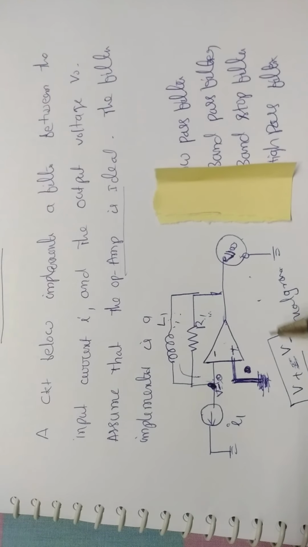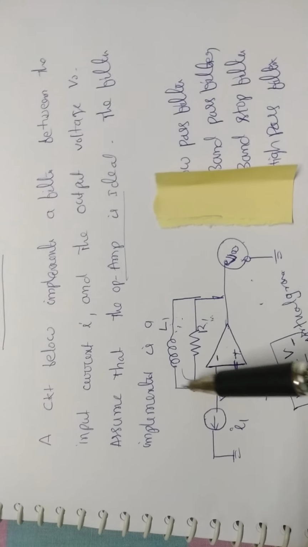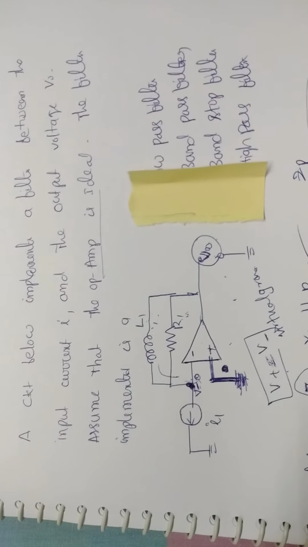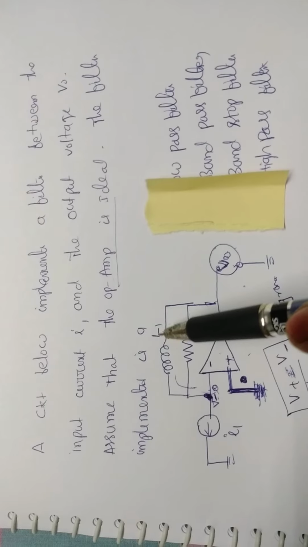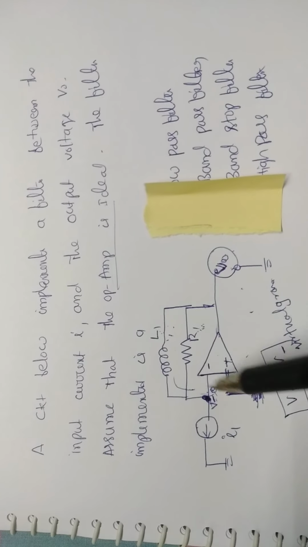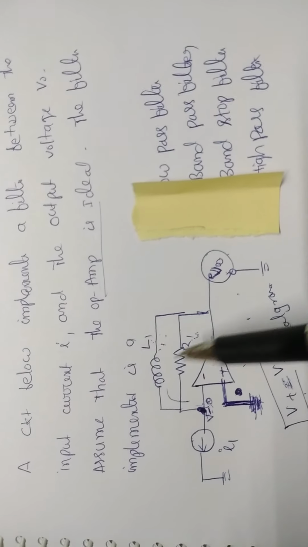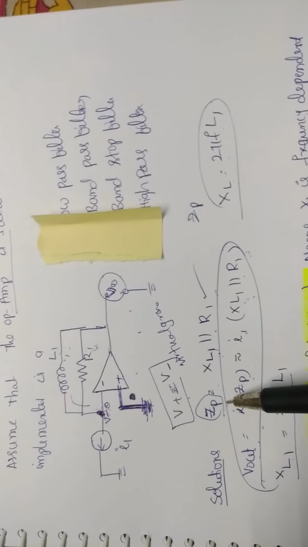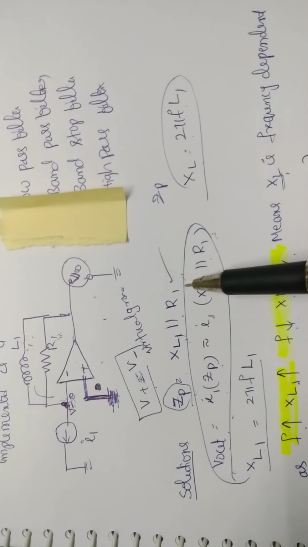One more important condition is that the input resistance is infinity. So the current I flows through this loop, not into the operational amplifier, because of the high input resistance. L1 is connected in parallel with R1 in the feedback loop. So the effective impedance is caused by the reactance of L1 and R1. Suppose we call it Zp, then Zp is equal to XL1 in parallel with R1.